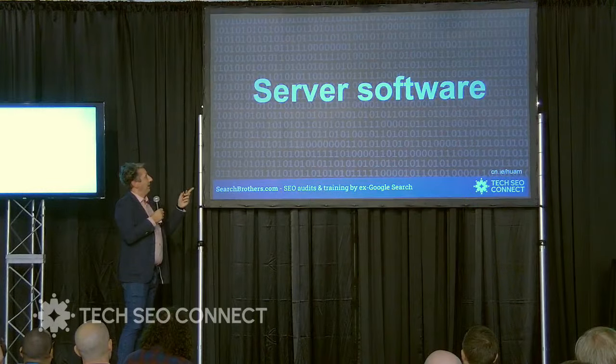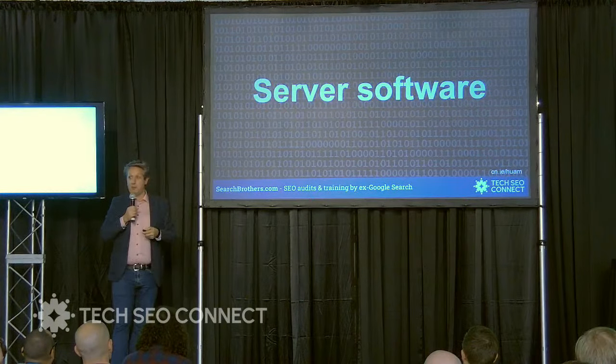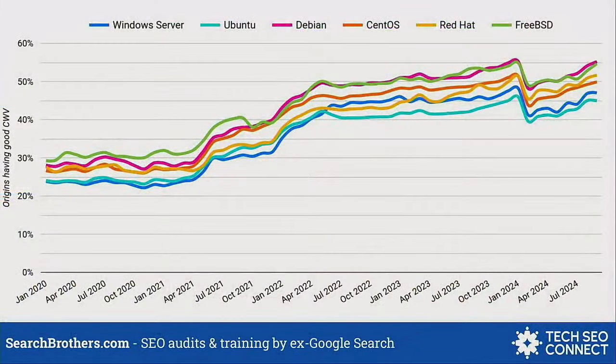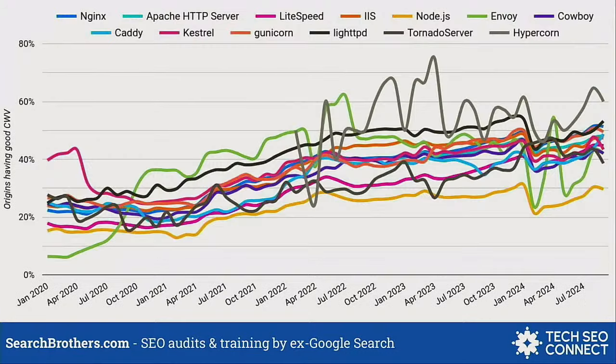But the key thing here: when we look, for example, at server software, here are the operating systems. We can see Debian and FreeBSD doing a lot better. Ubuntu does not. Windows is in the middle. No big surprise there. But this can be a consideration when you are considering changing your tech stack. You can look at these things and ask, is this something that might be better for us?